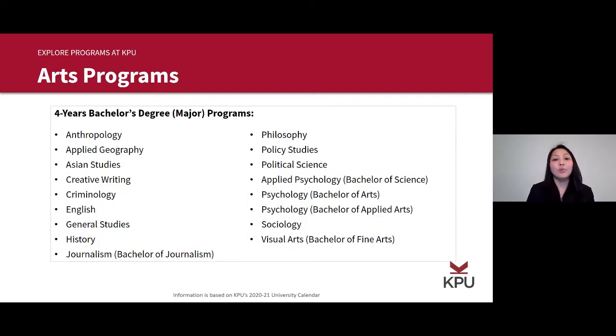Okay, so going into arts, we also have some 4-year, 2-year, and 1-year programs. In terms of the 4-year programs, we have different majors. For example, we have a major in creative writing, criminology, English, general studies, history, philosophy, psychology, and sociology.